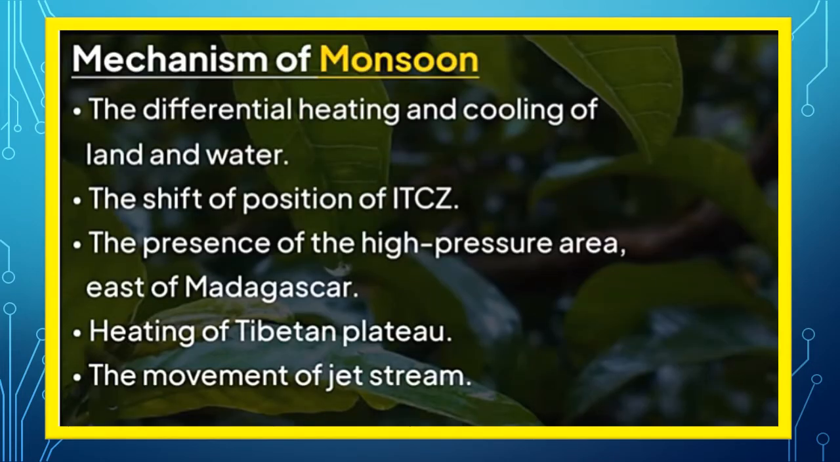Now today we learn about the mechanism of monsoon, and under this there are: differential heating and cooling of land and water. Then we look at the shift of position of ITCZ and the presence of a high pressure area east of Madagascar, then the heating of the Tibetan plateau and the movement of jet streams.